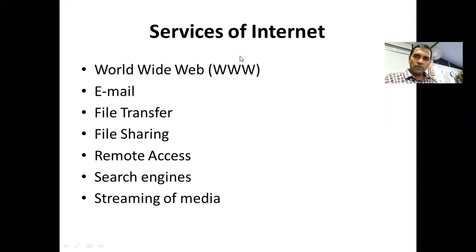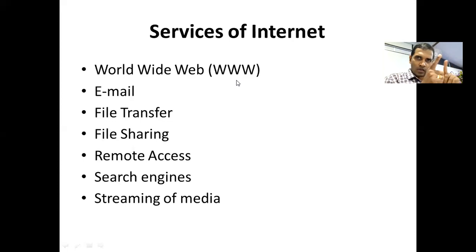Next, services of the internet. Remember when I explained about www, I told you that www is one of the services of the internet. Because of the internet, we all have access to www. If the internet is not available, www is impossible. That is what I explained at the beginning of this unit.